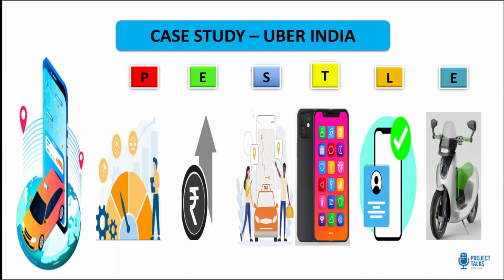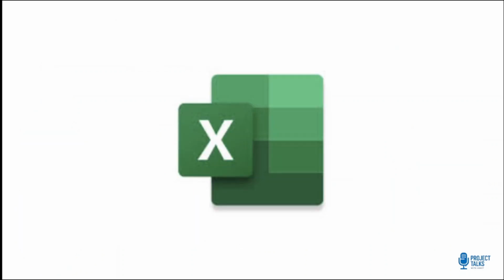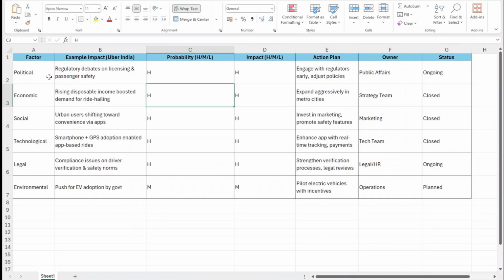You have now seen PESTLE work in the real world, but how do we actually capture it and use it in a project? Let me show you a simple Excel format that project managers often use to make PESTLE analysis actionable. Let's get right into it. Okay, so this is how it looks in Excel. We have factors, examples, probability, impact, action plan, assigned owner, and what is the status right now.